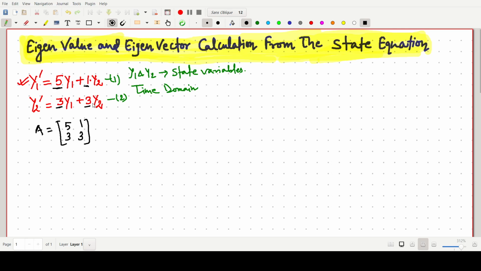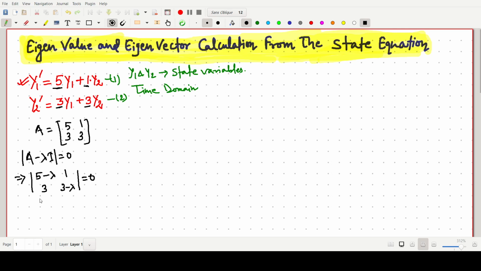If any state equation is there, then we have to write some matrix, say A, with the coefficients of y1 y2 of each equation. Then we have to go for the eigenvalue calculation. For the eigenvalue calculation, we use A minus lambda I equals 0. So we can write 5 minus lambda, 1, then 3, and 3 minus lambda equals 0.